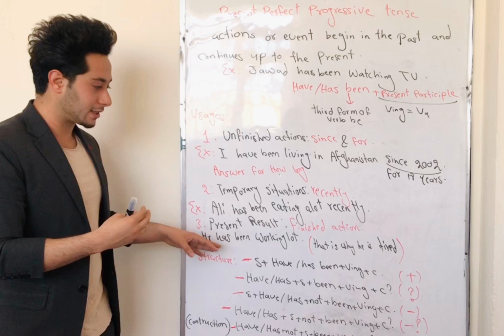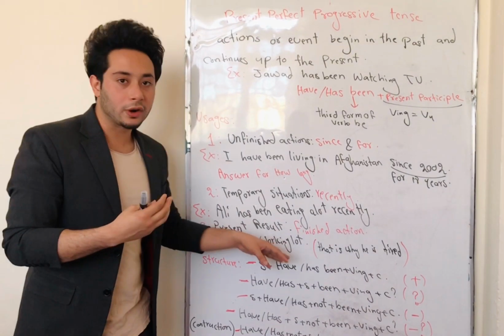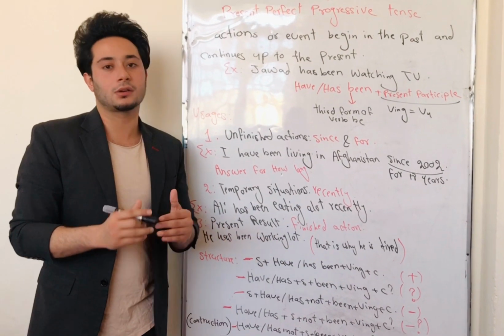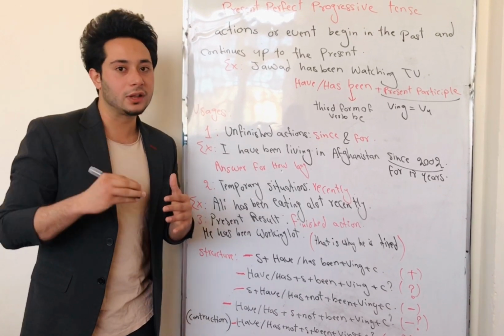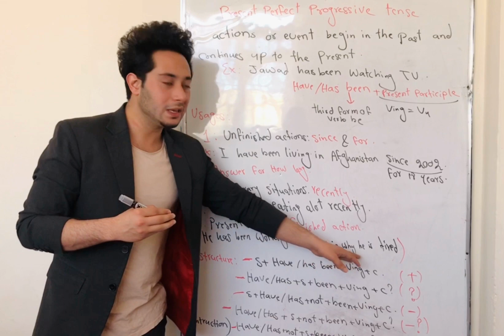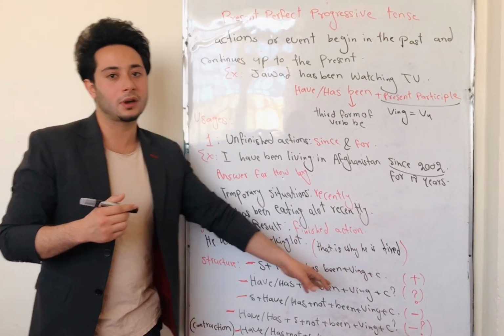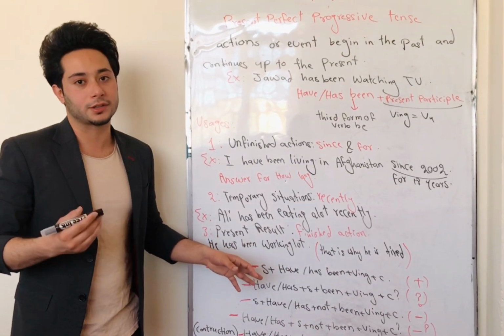For example, in this sentence, consider: he has been working a lot. It means that now the action is completely finished. Now the effect can be felt in the present. Now he is tired. That is why he is tired, because he has been working a lot. Okay.